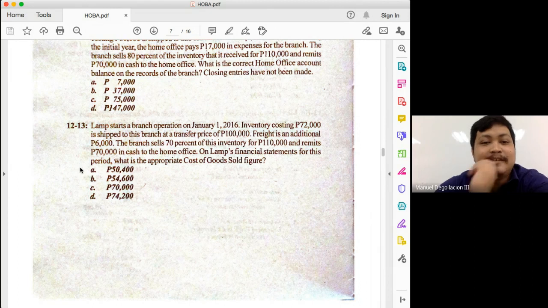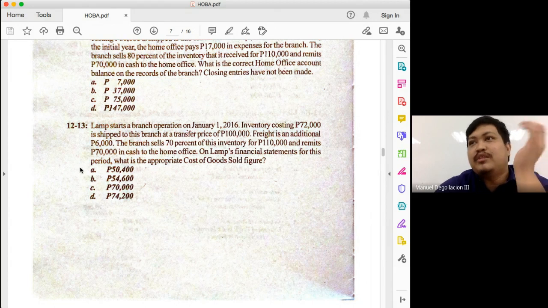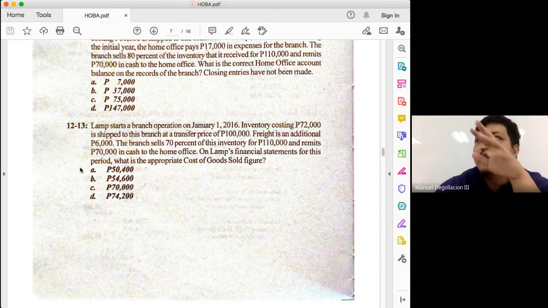Okay, and then how much was the total markup? The total markup is 28,000. Where did we get the 28,000? The cost of 72 and the transfer price or the bill price of 100. So the total markup is 28,000. And what will happen to this total markup?